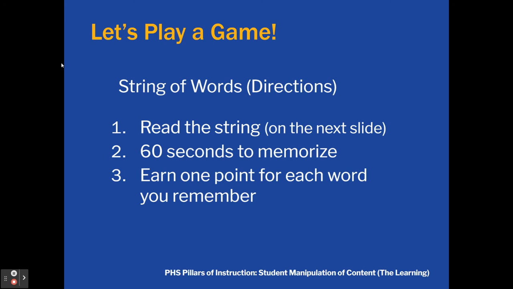So the first thing we're going to do is we're going to read a string of words. It's going to be on the next slide. I'm going to give you 60 seconds to memorize the words, and you're not going to be able to write anything down. And then I'm going to give you 60 seconds to write the words down, and you're going to have 1 point for each word that you remember. We're going to try to see how many points you can do.